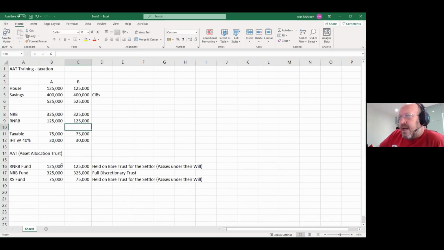And then we have 125,000 held on bare trust because that's all the value of the house. We then have the full nil rate band in the nil rate band fund. And then the balance is held in the excess fund. So that's how these funds flex.